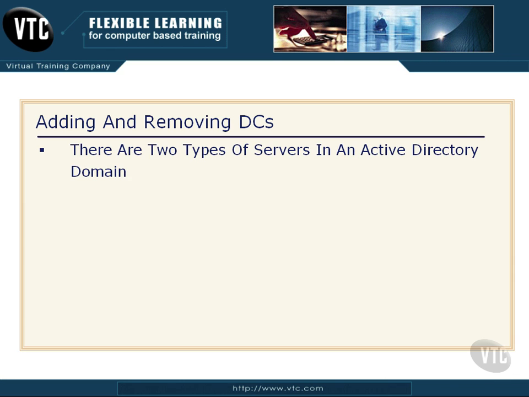Now, there are two types of servers in an Active Directory domain. There is the domain controller, which is what we're talking about here. This is a machine that will handle login requests. It will enforce security, lots of functionalities providing the directory services. And then there's what's called a member server. This is a server that's joined to the domain, but it's there just to be a file server or to perform some functionality, but it's not a domain controller. It doesn't handle logins, perform security functions, or anything like that.